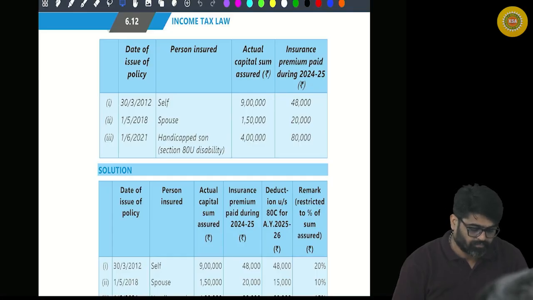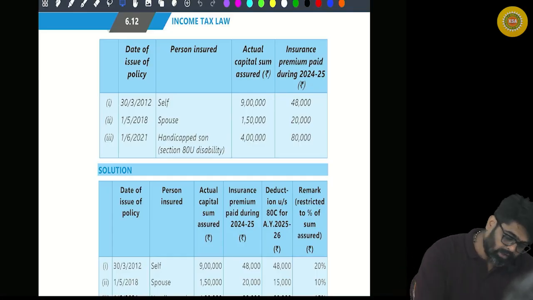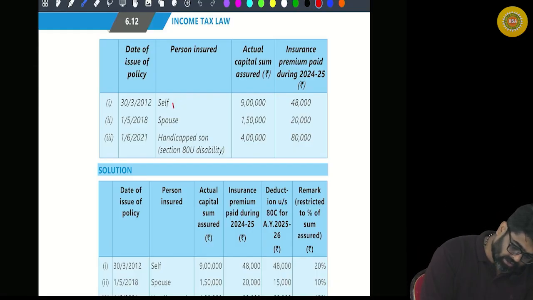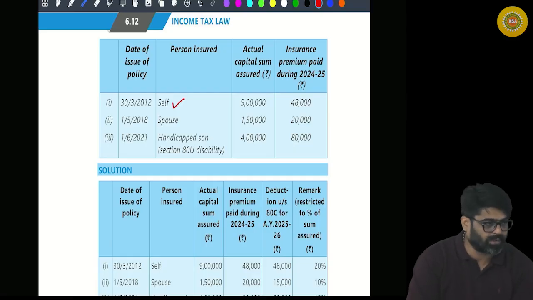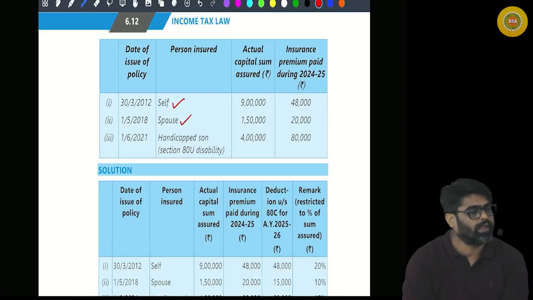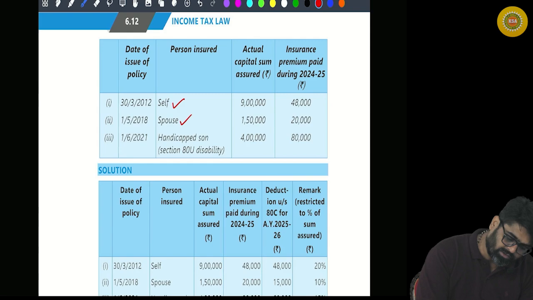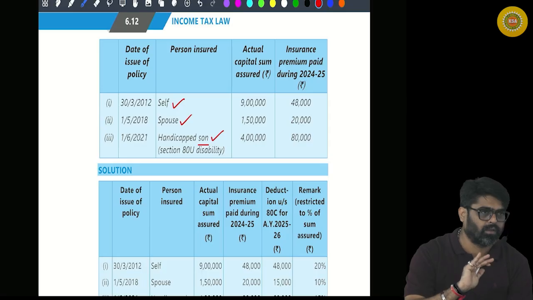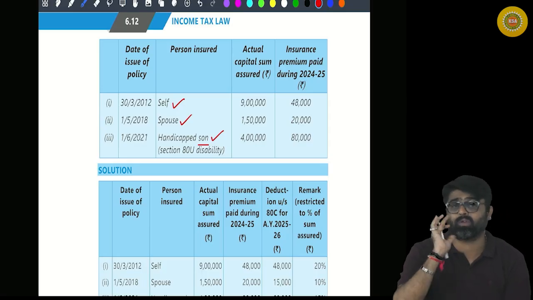Premium is paid for self. Self means his own policy. For his policy, whatever premium he is paying, will that premium be allowed under 80C? The answer is yes. For self, he can pay the premium. For spouse also, he can pay the premium. And for his children also, he can pay the premium. Now whatever premium he will pay will qualify under section 80C, subject to what?